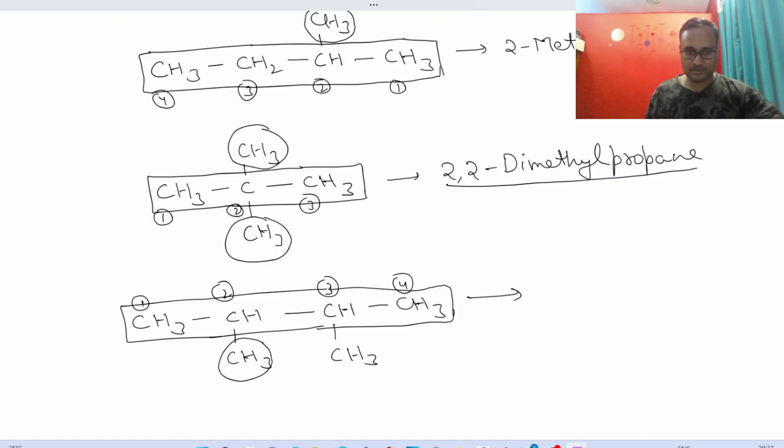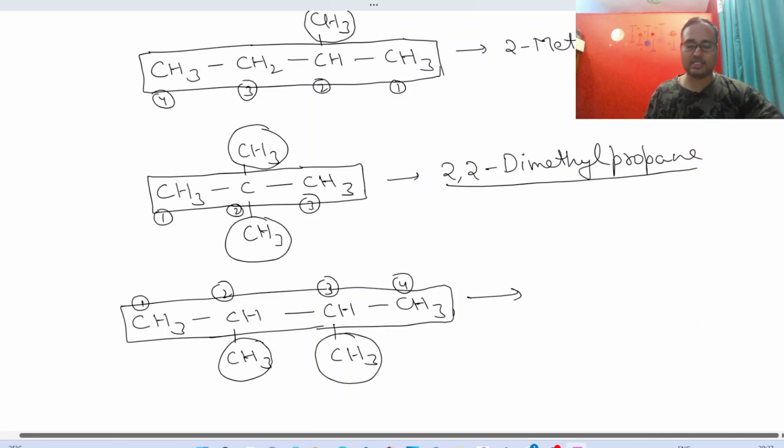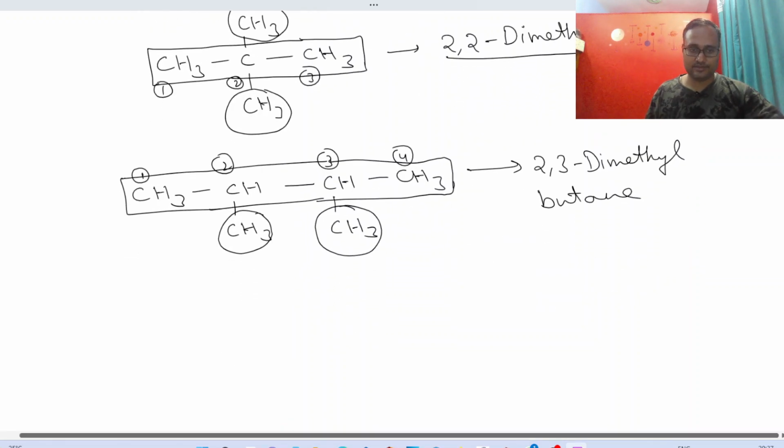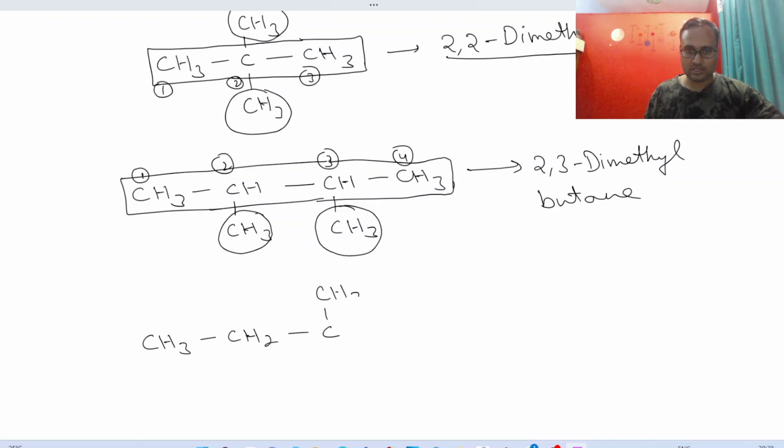Now 2 substituents are present. One is present at the second carbon and the next is present at the third carbon. First we will mention their position, that is 2, 3. Then dimethyl, as we have the same substituent at the second and third carbon, we will write dimethyl. Then the word root but, bonding single, we write ane. So the name becomes 2,3-dimethyl butane.